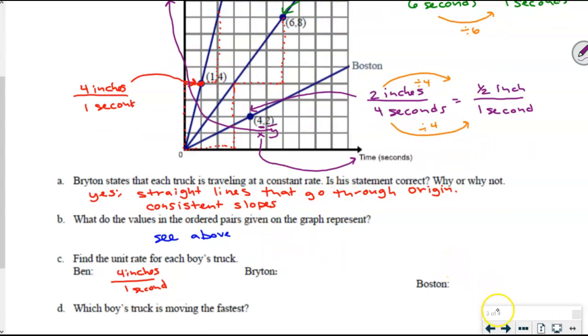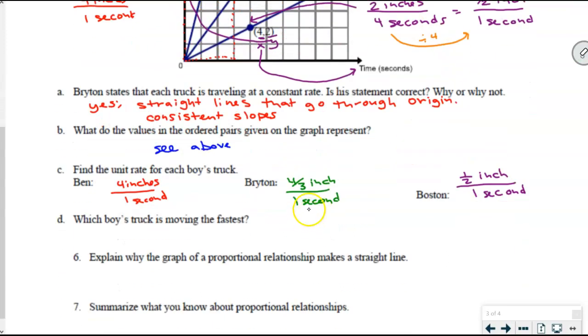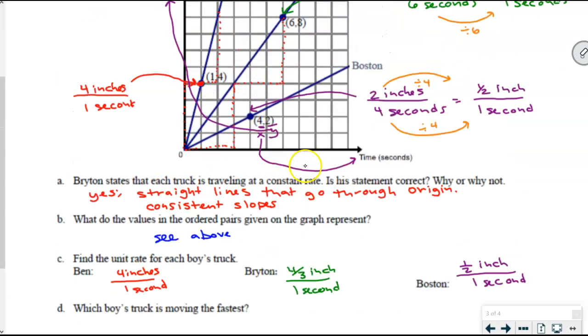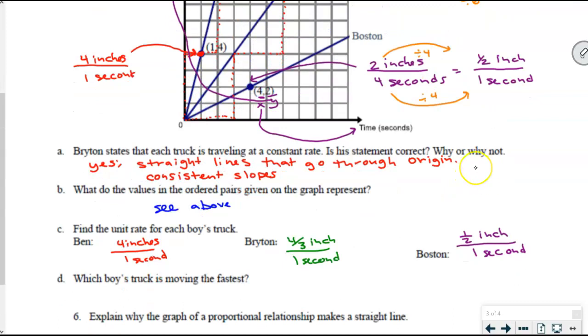Who is traveling the fastest? We can answer this question in a variety of ways. Will you check in with your tables? All right, and back to me. Which truck is moving the fastest, and how did you answer that? How did you tell? Leroya?